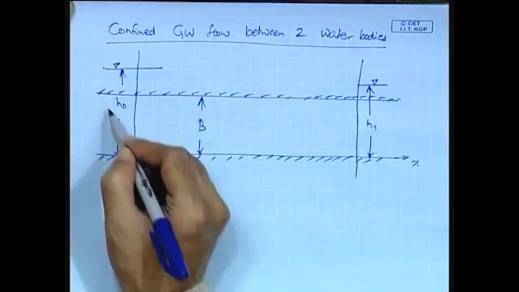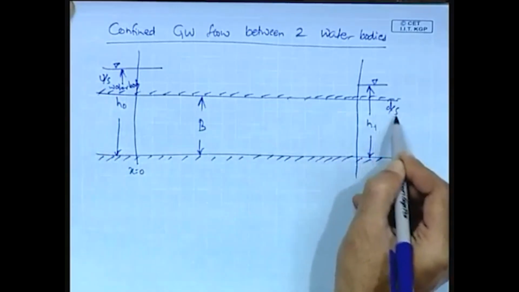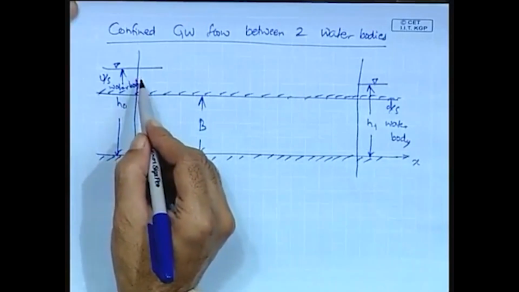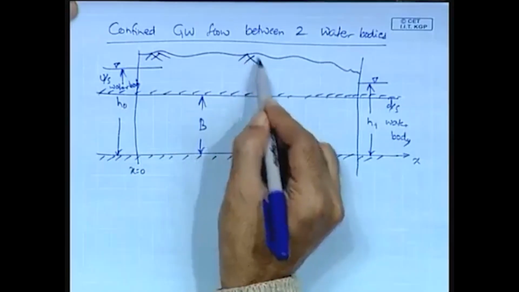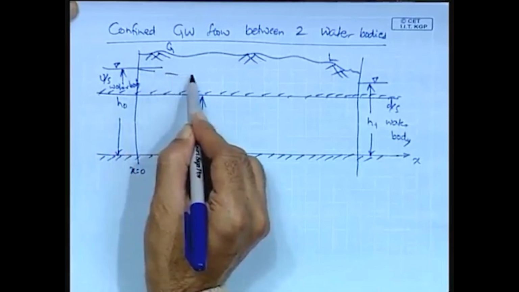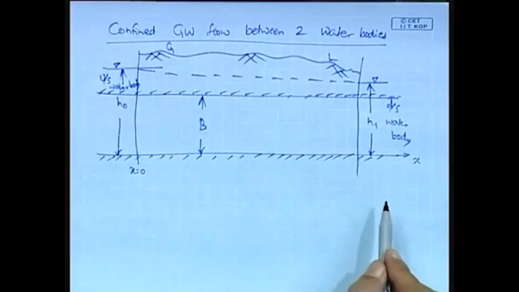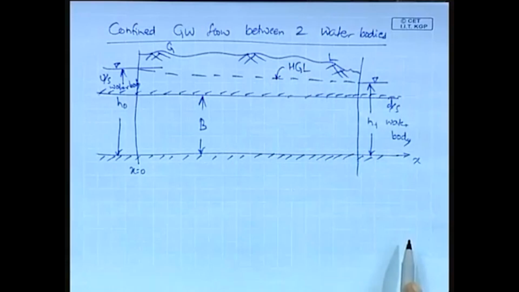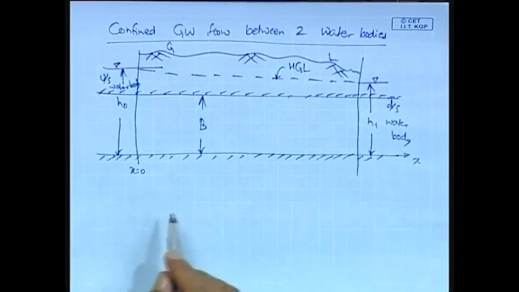So, this is the upstream water body. So, this is the downstream water body, and the flow is taking place between the two, and this is how the groundwater flow takes place, and so this is the hydraulic grade line, okay, and so this is the downstream water body, this is the upstream water body.